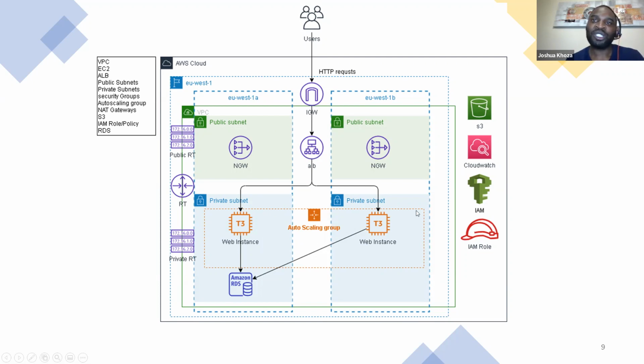We've got your auto scaling group in the orange part. And then we've got your two T3 instances. And then at the bottom there, we've got your RDS, your Amazon Relational Database Service. And then on the right-hand side, we've got S3, which we've got our application deployed to. We're going to be pulling that using that user data.